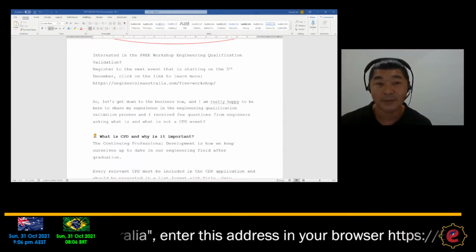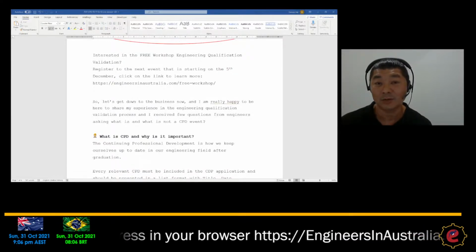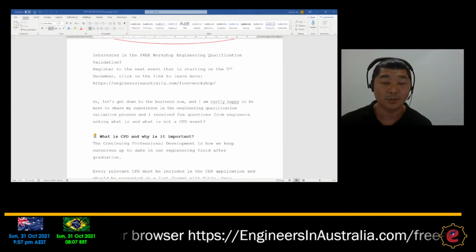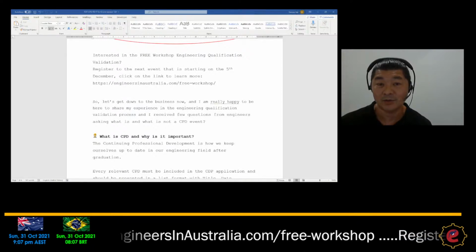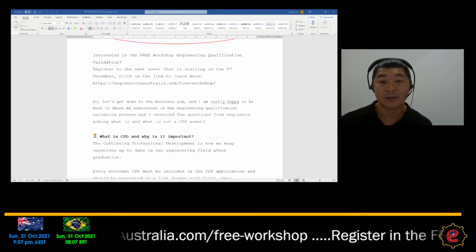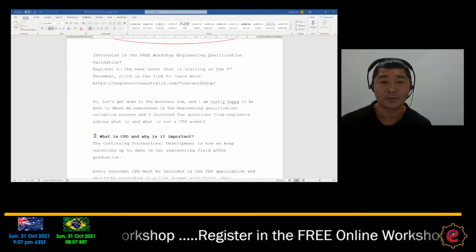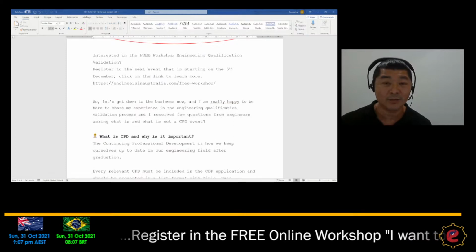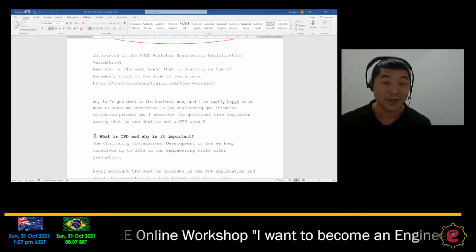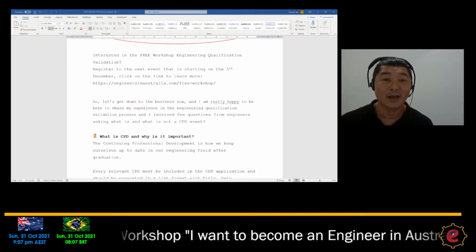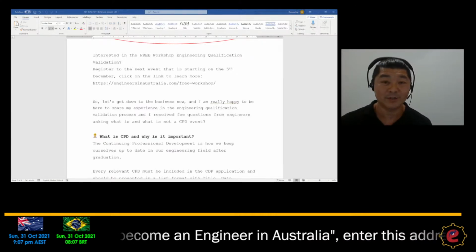And next week, I'm going to talk about how to prepare your curriculum vitae if you are in the process of validating your engineering qualification. The CV for the engineering qualification validation is slightly different from a CV if you are going to apply for a job, for example. So next Sunday, 8:30 p.m. Brisbane time, 9:30 p.m. Sydney or Melbourne time, or 7:30 a.m. Brasilia time, I will be talking about how to prepare the CV for the validation process.